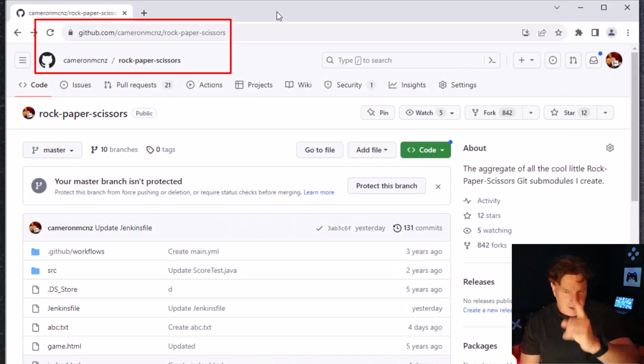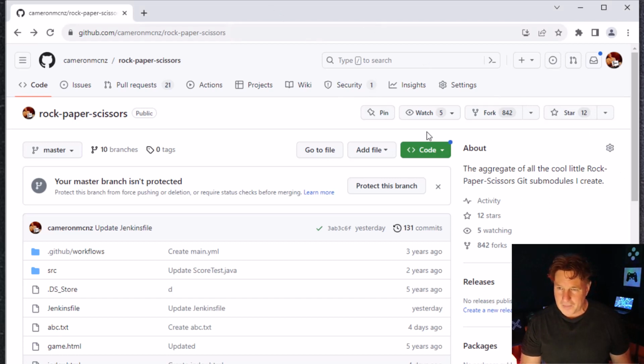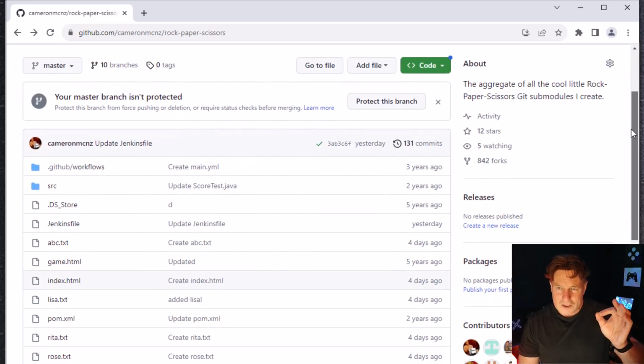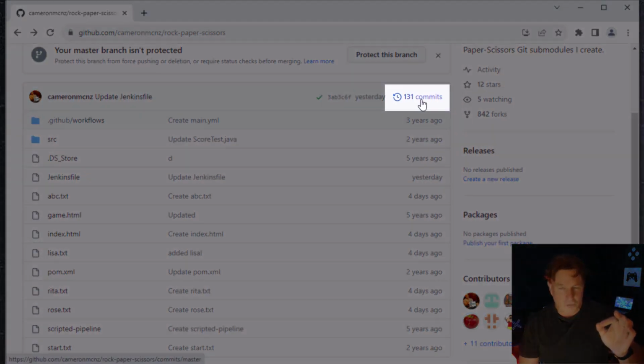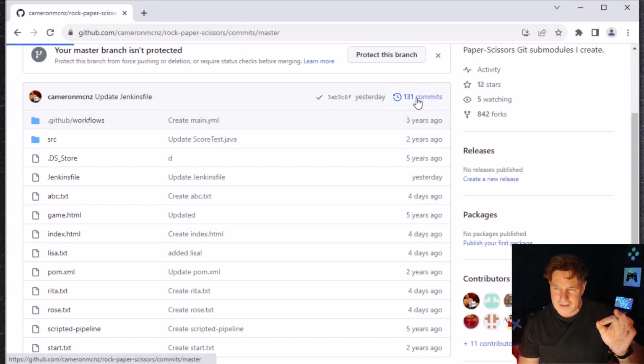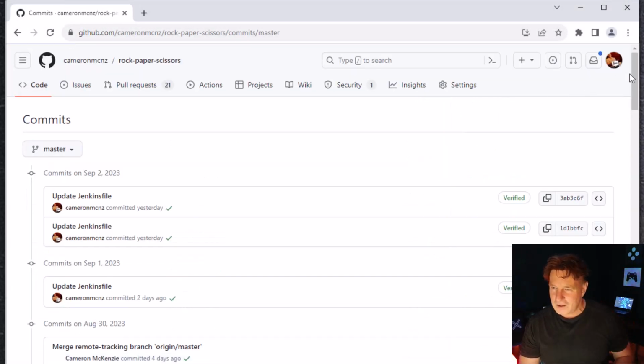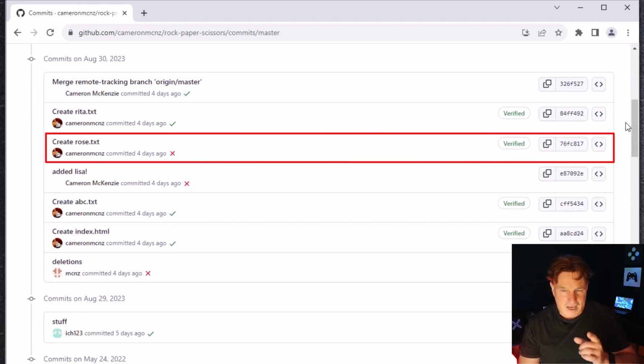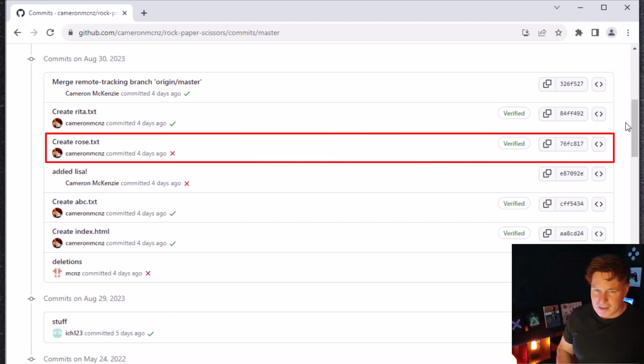I've got a GitHub repository here, rock, paper, scissors, and I want to do a clone of this repository, but I want to go to a specific commit. Let's take a look at those 131 commits in this history. And out of those 131, there's one I really like. It's the one where I create Rose. That's my mom's maiden name.